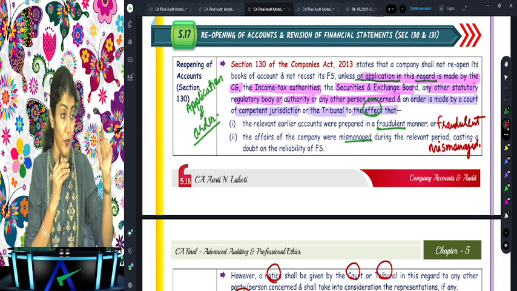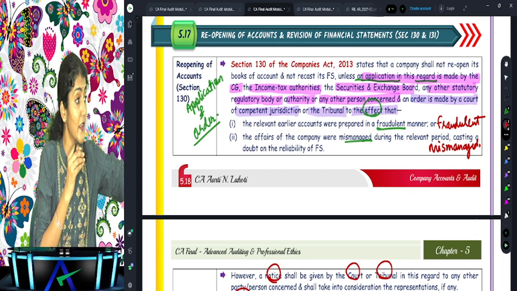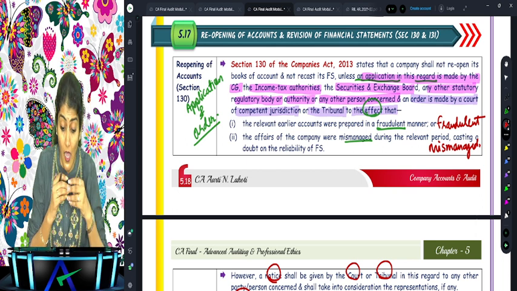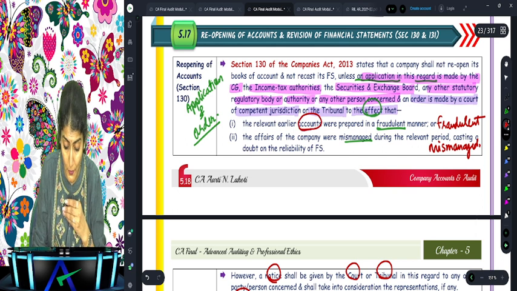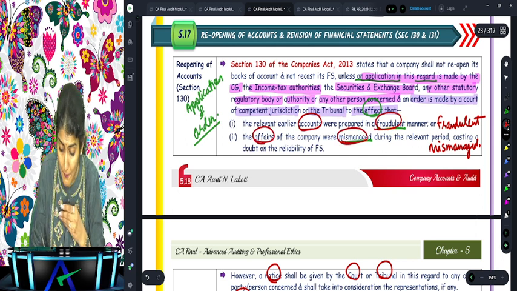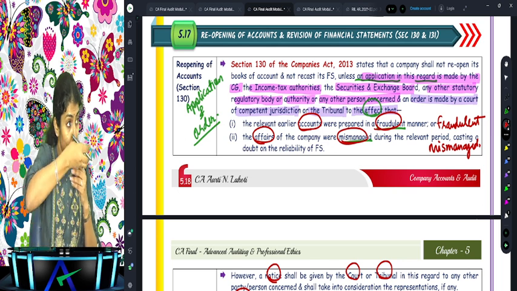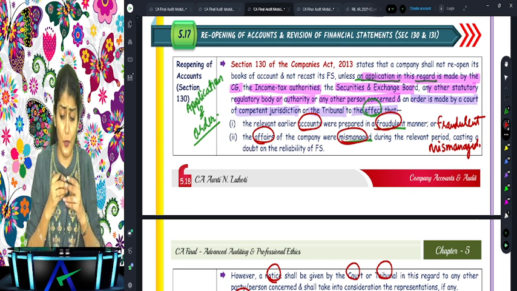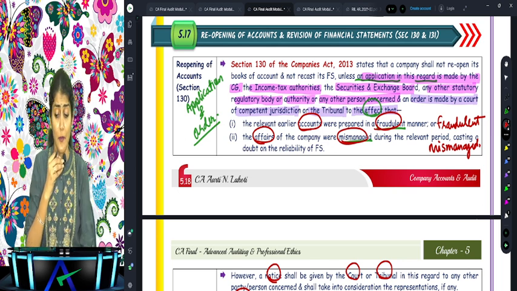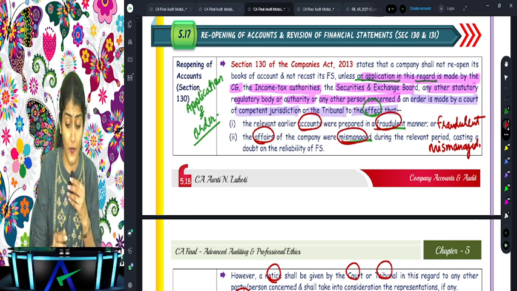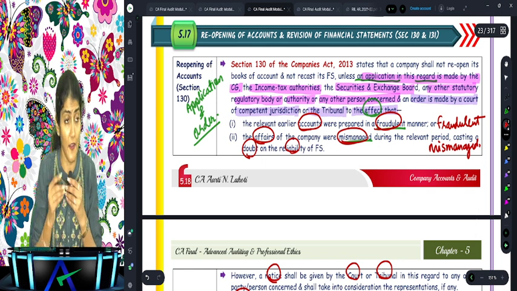Application and order to the effect that the relevant accounts, earlier accounts, were prepared in a fraudulent manner, okay? Accounts were prepared in a fraudulent manner, or the affairs were mismanaged, okay? Keywords are very important. Accounts were prepared in a fraudulent manner, or the affairs of the company were mismanaged during the relevant period, casting a doubt on the reliability of the financial statements.